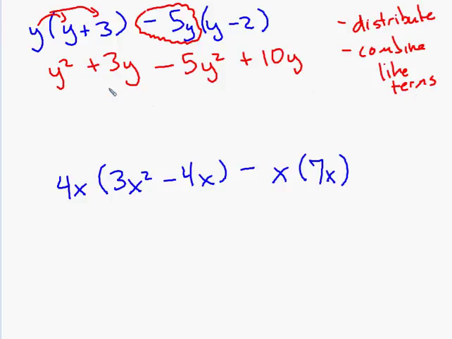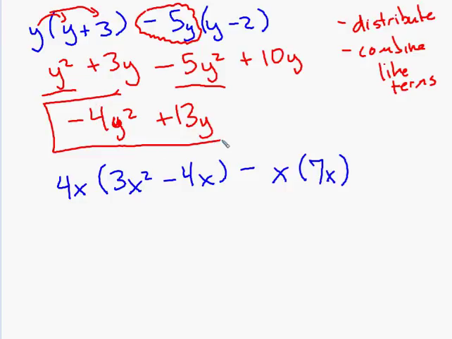Okay, so I have y squared and negative 5 y squared, so that gives me negative 4y squared. And then I have 3y plus 10y, which is 13y. Final answer. Are those like terms? Could I combine those? No. Okay. This is, by the way, a binomial of what degree? 2. Okay, a binomial of degree 2. All right, the second example up here.